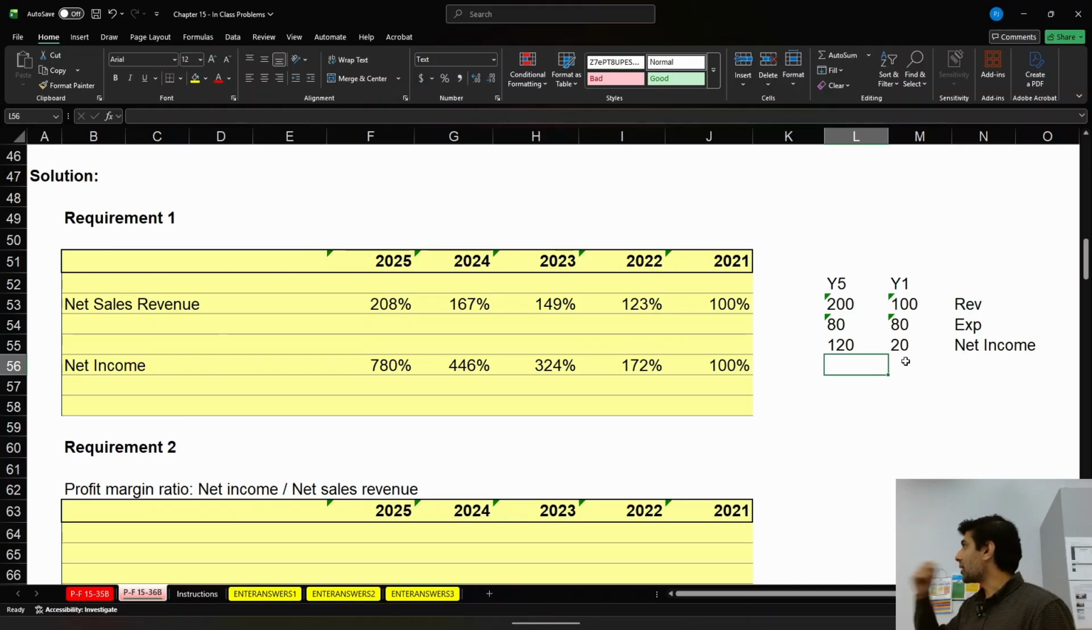So this is what the trending information is telling us, that we had some kind of economies of scale, meaning that we were able to increase revenue without a linear increase in expenses. And that's going to lead to a much larger profit.